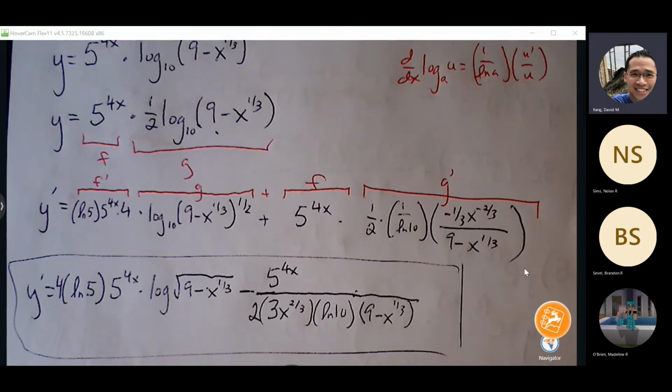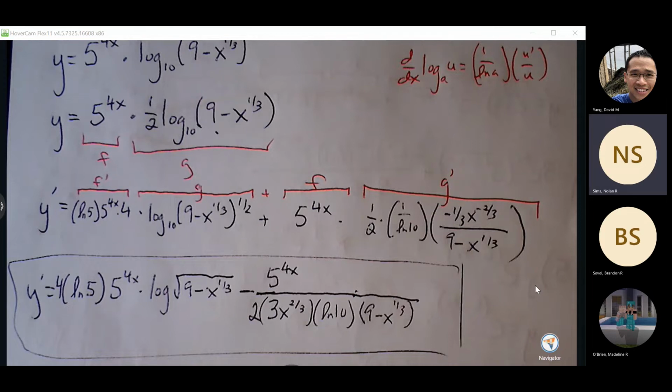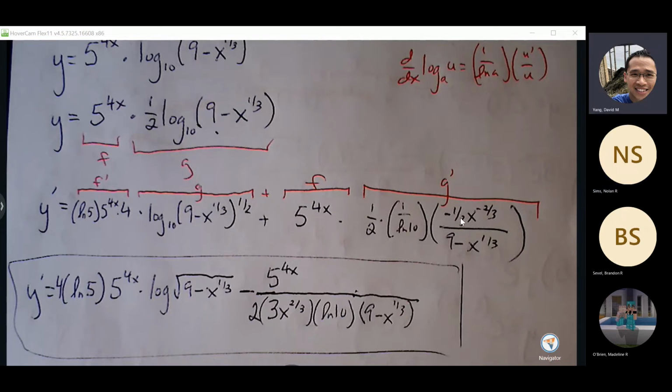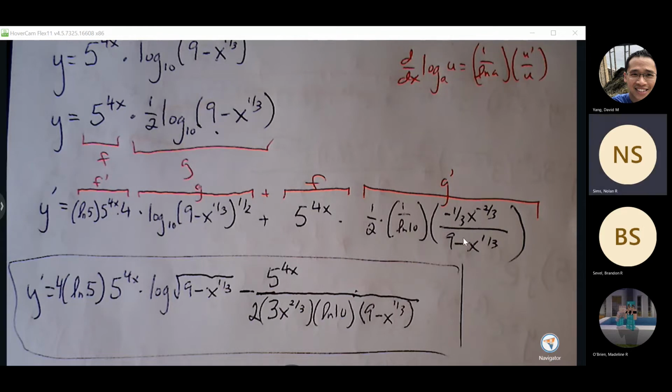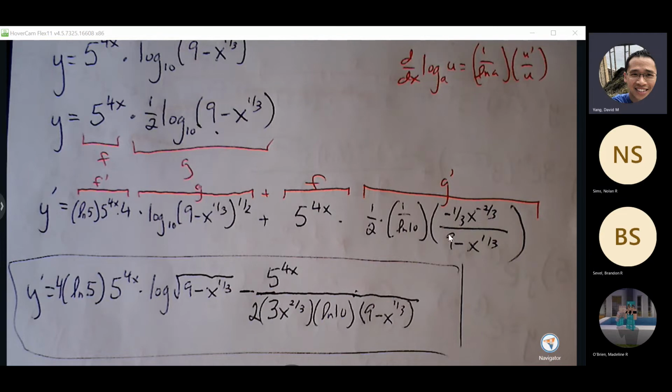Mr. Yang, what happened to the numerator on the g prime? Right there. You see that negative 1/3 there? I pushed that 3 to this denominator space, and I also pushed that x to the 2/3 down here. Oh, so that's how you got 3x. Yeah, and that's how the negative changed to a 1/3. I can do that because there's no addition or subtraction up here, so I can move this down here. And that is okay.